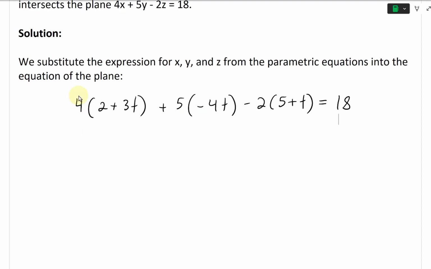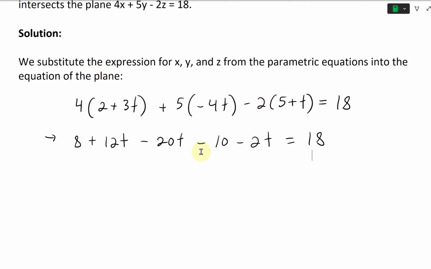Well, let's multiply this inside. We're going to get 4 times 2 is 8, plus 12t, 3 times 4. Then here's going to be minus 20t. The next one is going to be negative 10, negative 2t, equals 18. So we have this.